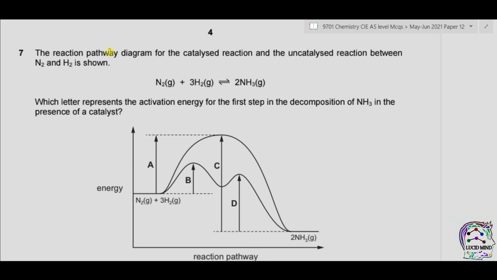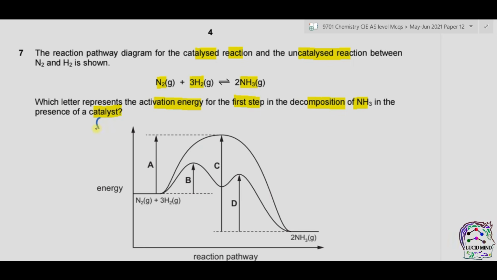Question 7. The reaction pathway diagram for the catalyzed reaction and the uncatalyzed reaction between nitrogen and hydrogen is shown. Nitrogen combines with hydrogen to form ammonia. This is a reversible reaction. Which letter represents the activation energy for the first step in the decomposition of NH3 in the presence of a catalyst?